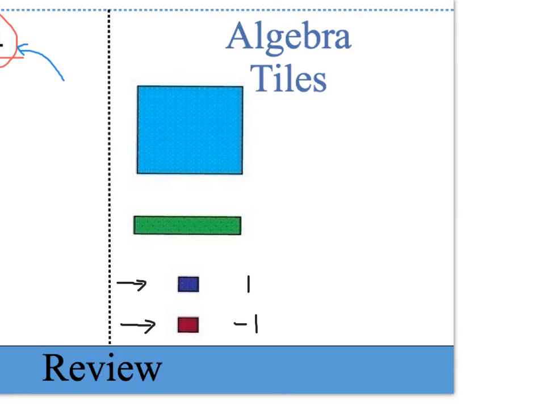Whenever you have a positive constant and a negative constant, you can get rid of both and make 0 pairs. Basically, 0 pairs means they make 0. So 1 plus negative 1 goes away. So if you have 0 pairs, 1 positive, 1 negative, they make 0.